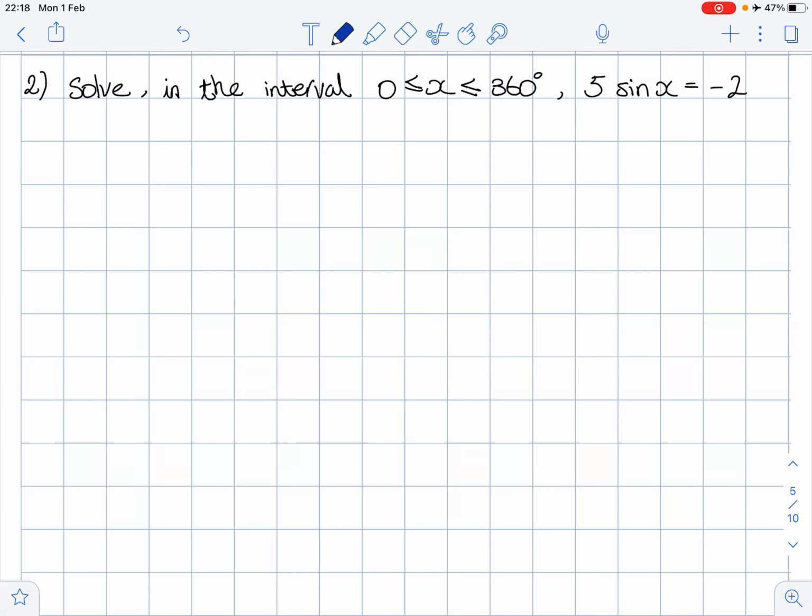So let's look at the second example. We want to solve in the interval between 0 and 360 degrees for 5 sin x equals minus 2. So we're always going to solve to find our x. So find our principal values first.